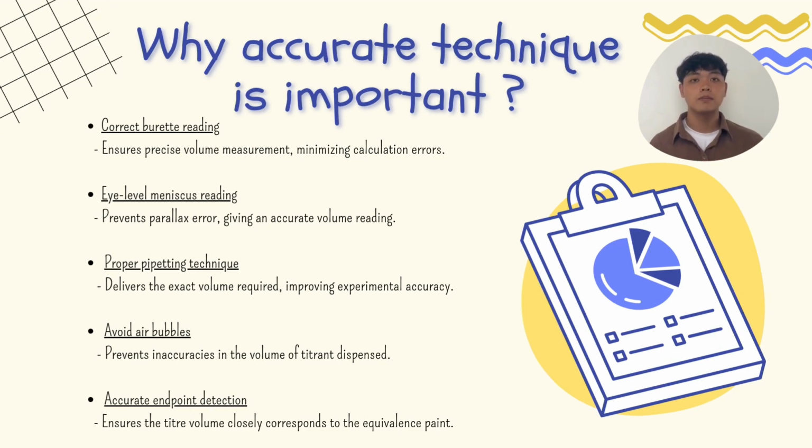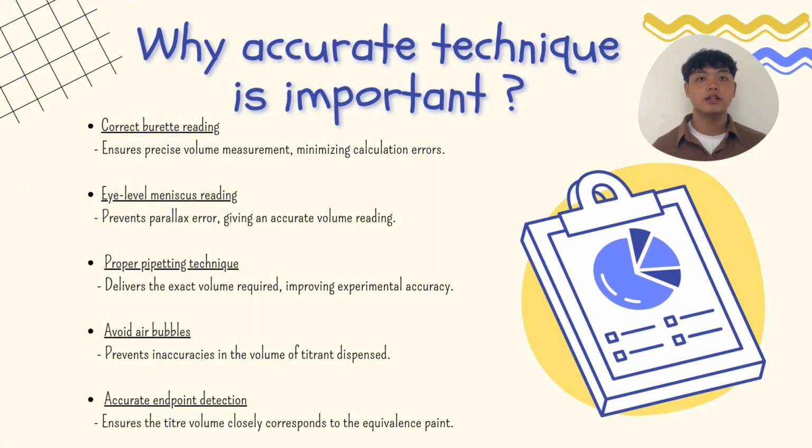Third, proper pipetting technique is essential so that the correct volume of fruit juice is transferred to the flask. In addition, it is important to avoid air bubbles in the burette as they can change the actual volume of NaOH delivered. Lastly, accurate endpoint detection is crucial. The titration should stop when a faint pink color persists for about 30 seconds. Stopping too early or too late will reduce the accuracy of the result.